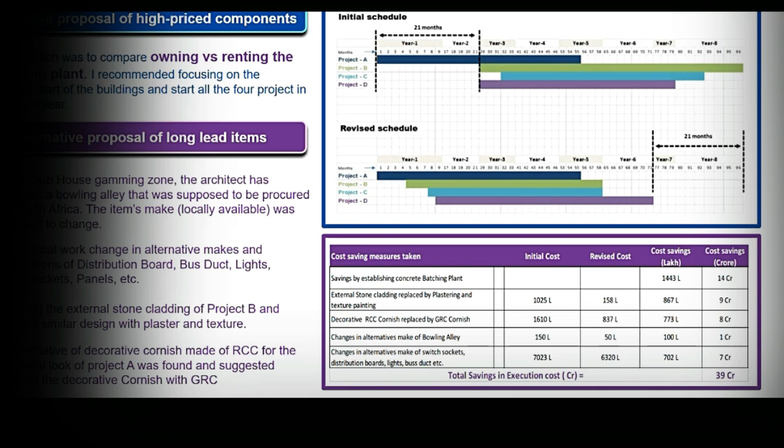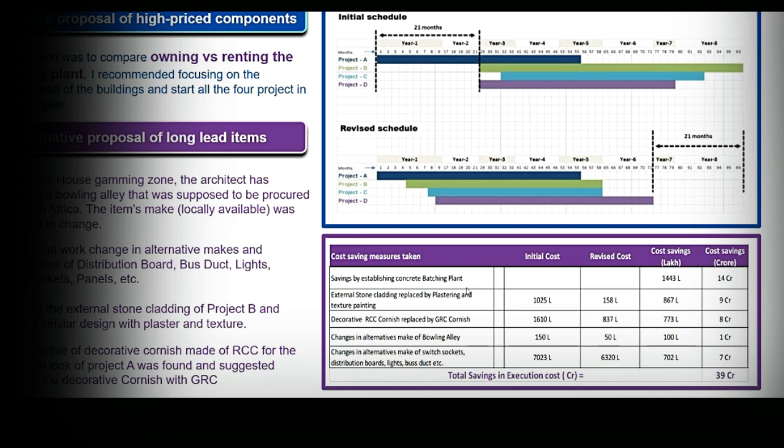Among such items, there was a bowling alley for the gaming zone, which was supposed to be procured from South Africa. That was decided to be procured from local suppliers. And also there was an electrical item like bus duct, which was supposed to be procured from Europe. But same make, I suggested to procure it from China. Same make, so features will be same. And in a similar way, stone cladding work and decorative items like decorative cornice were replaced by alternative materials.